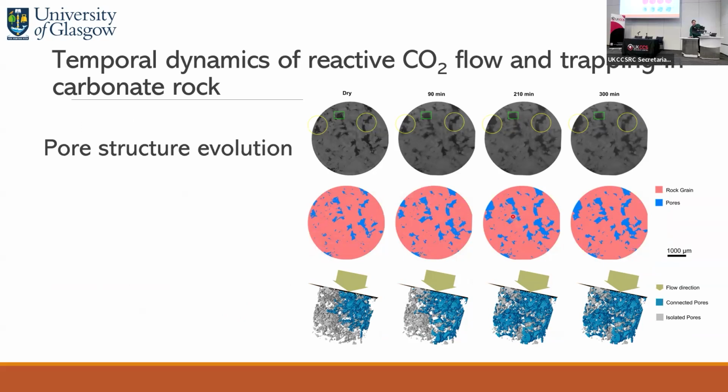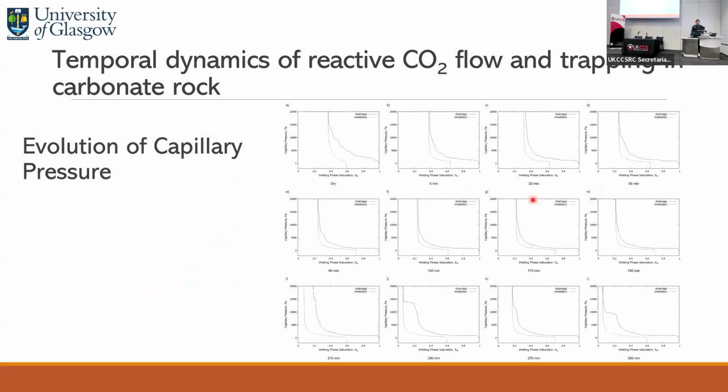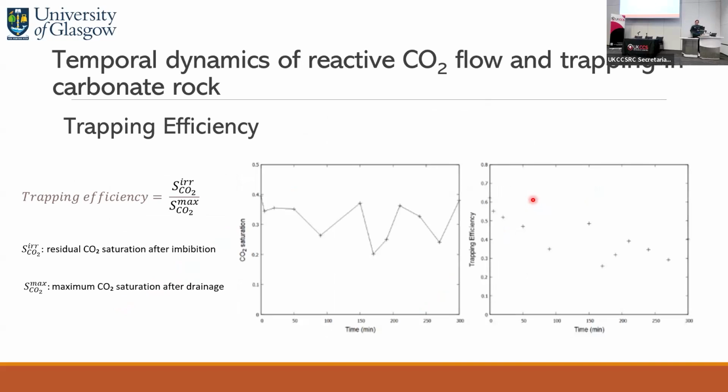The rock has more porosity, right? The rock matrix is eaten by the carbonic acid. If it ate the rock, how does it change? How the porosity increases, how the permeability increases. And we used pore network modeling to evaluate capillary pressure, how the local capillary pressure changes due to the sample change. Also trapping efficiency: we compare the trapping efficiency for the different imaging data.